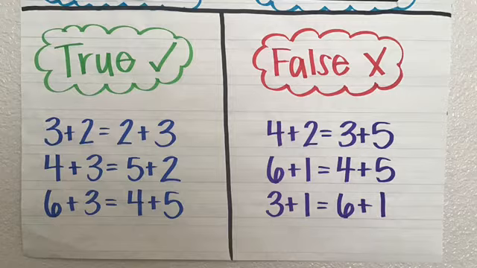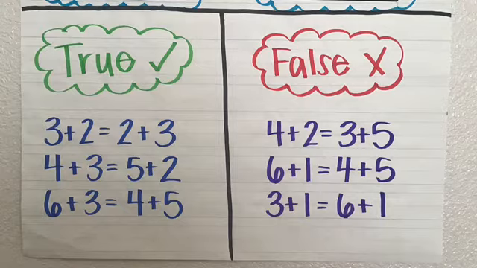Next true equation I have is 4 plus 3 equals 5 plus 2. I know that 4 plus 3 equals 7, and 5 plus 2 equals 7. That means they are equal, which means it's a true equation. I also have 6 plus 3 equals 4 plus 5. 6 plus 3 equals 9, and so does 4 plus 5, so that equation is true.